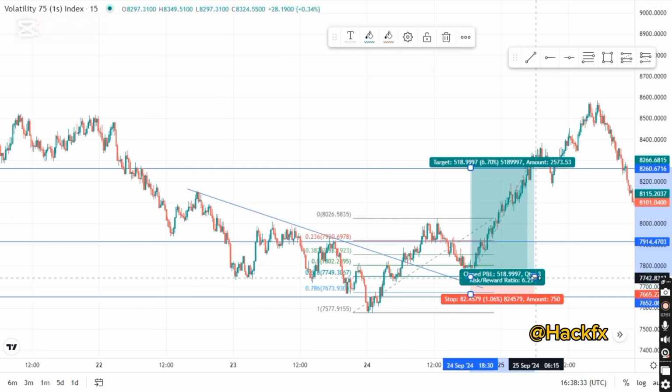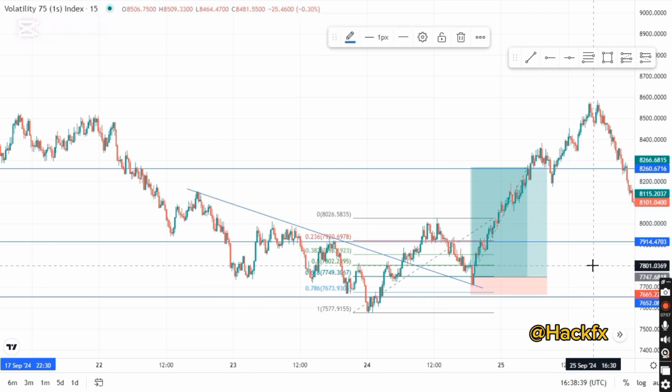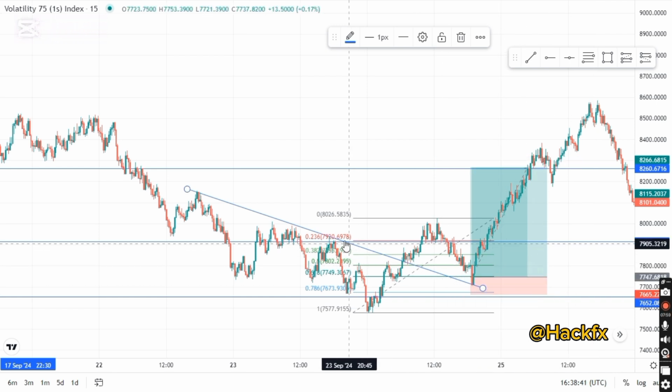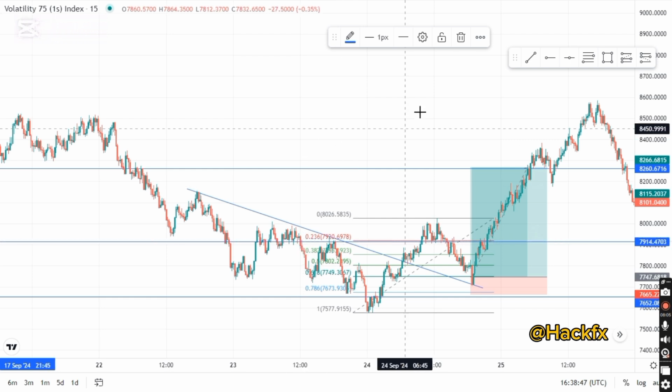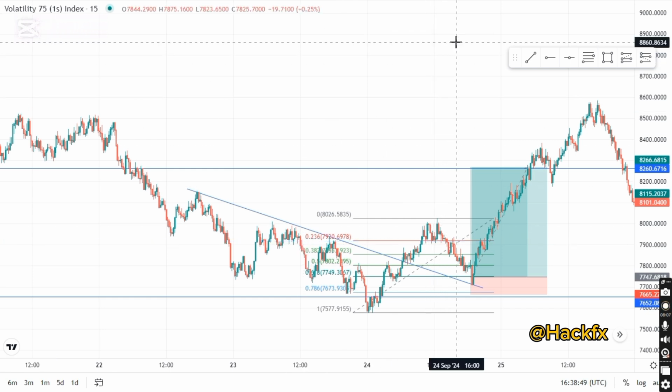You see, guys, very honest trade. 1:6.29 risk to reward ratio. Guys, this thing works like magic. So remember, we are not done yet. We still have another setup I'm seeing around here.